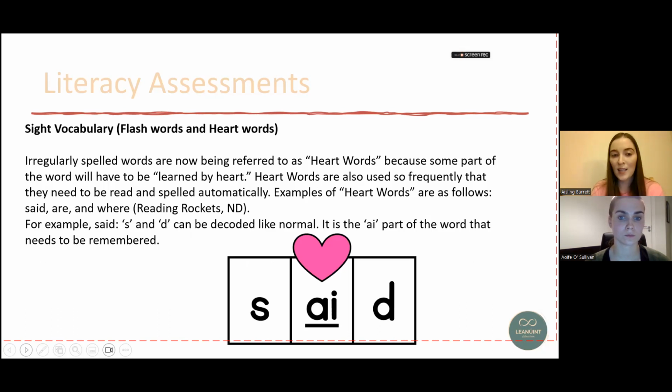So, for example, said, the S and the D parts of the word can be decoded like normal, but it is the AI part of the word that needs to be remembered. And there is a heart placed above that part of the word for the child to remember that that is the part that they need to learn by heart.